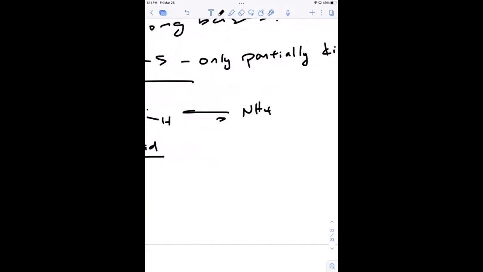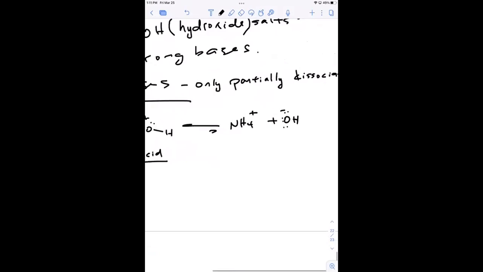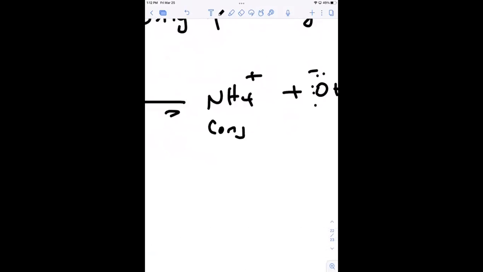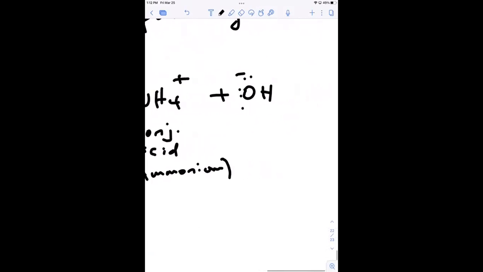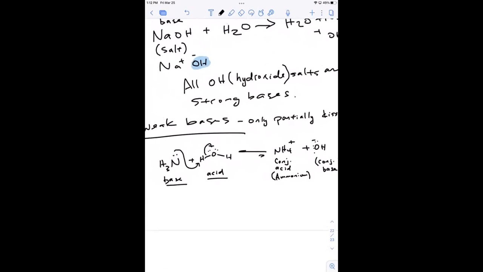I have a graphic I want to show you before we move on to talking about these neutralization reactions. So this is going to be a conjugate acid, and this is the conjugate base. Remember, the conjugate acid is the base after it picks up H plus. The conjugate base is the acid after it loses H plus. All right.